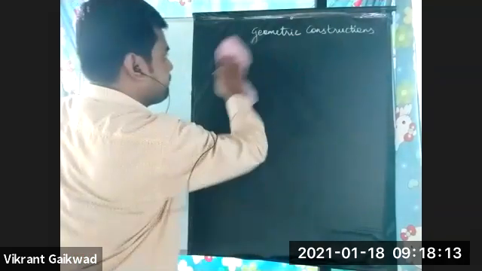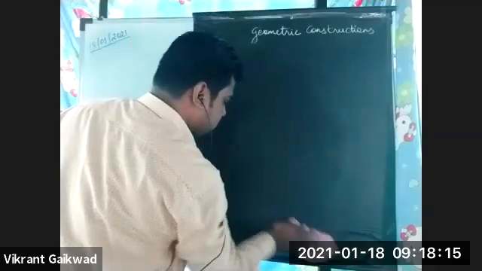Now we'll move ahead to the construction of triangle. This was the basic constructions which we had to know before doing the main construction. Check. You have to construct the triangle. Okay.